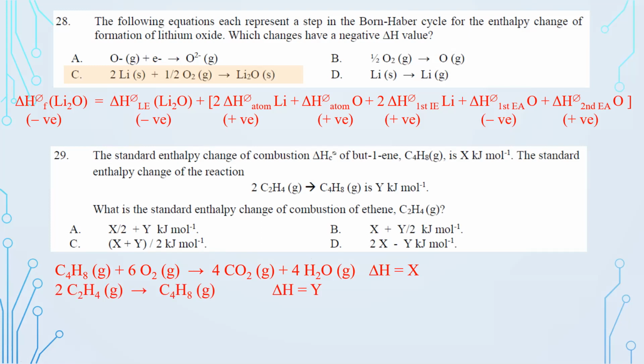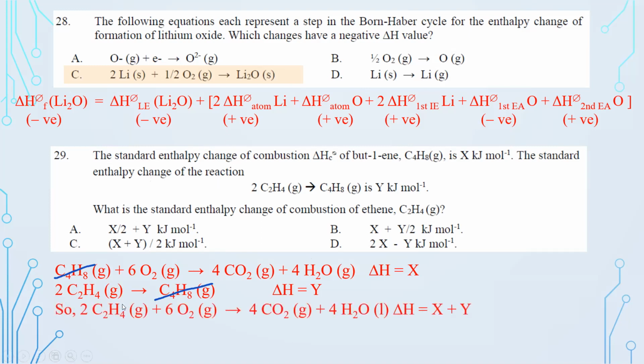So we can start to cancel off among each other already. Which one and which one can be cancelled? If you notice carefully, C4H8 can cancel with C4H8 already, isn't it? So at the end of the day, what you are left with is 2C2H4 plus 6O2 give 4CO2 plus 4H2O. So in here, the summation is X plus Y, isn't it? But in this case, it is still 2.